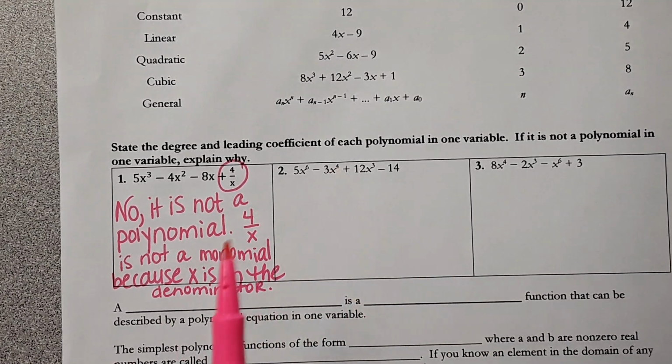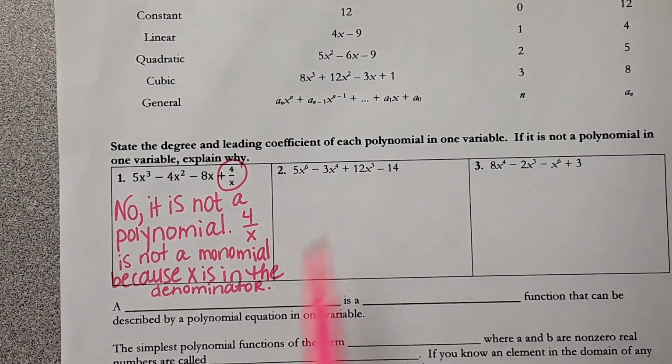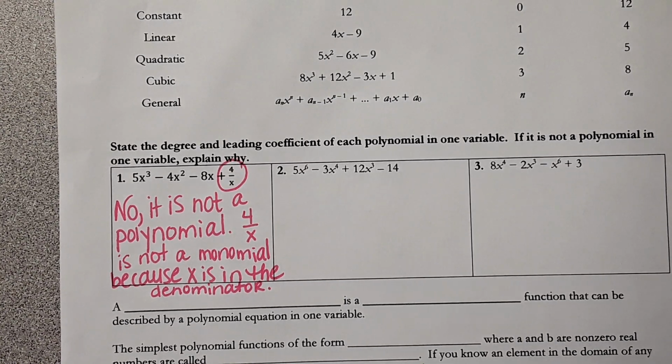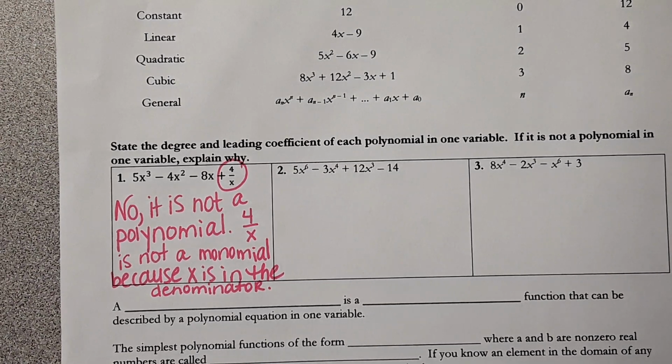So no, it is not a polynomial. 4x is not a monomial because x is in the denominator. And remember, a polynomial is a series of monomials being added or subtracted. Okay, so we can't do anything. We can't find the degree or the leading coefficient for number 1 because it doesn't even meet the basic need of being a polynomial. Okay, example 2.